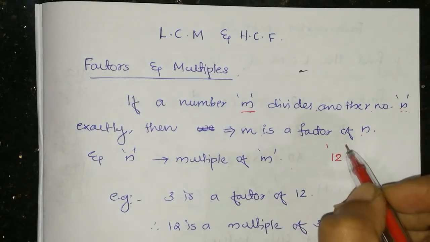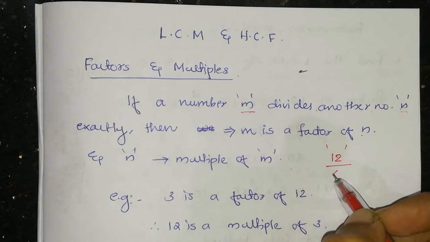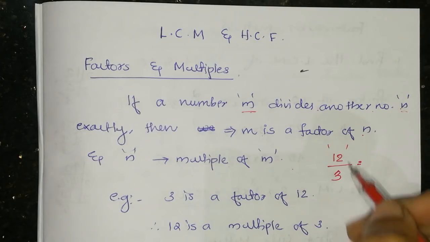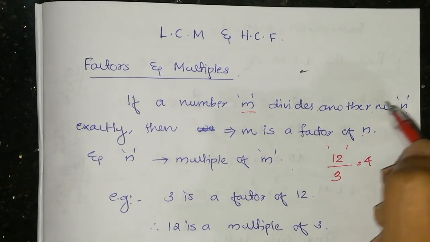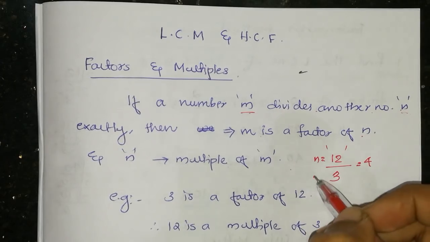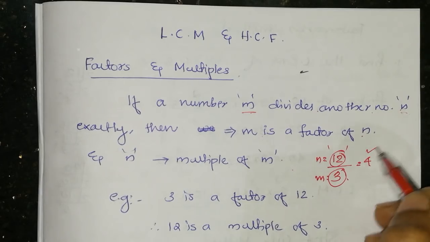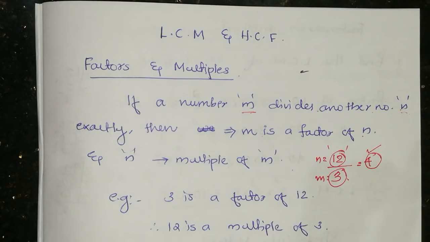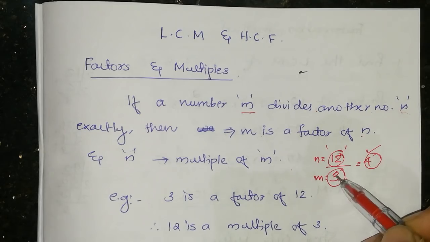For example, we take a number 12 and we can divide 12 with 3. We can divide it exactly by 3, without remainder, and the answer will be 4. So here n is 12 and m is 3. We can divide 12 by 3 without the remainder, only the quotient. So 12 is a multiple of 3, and 3 is a factor of 12.